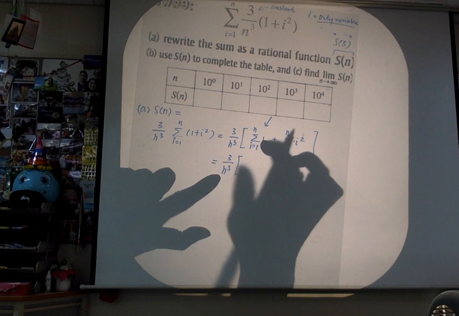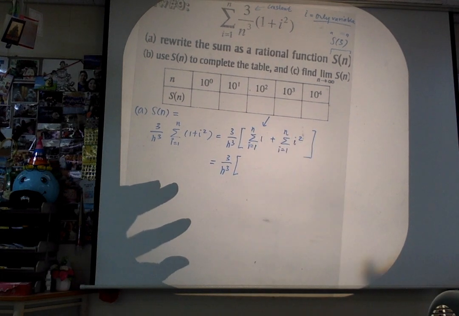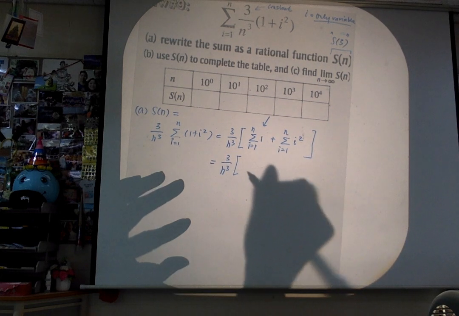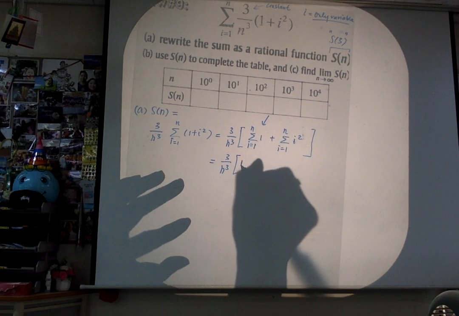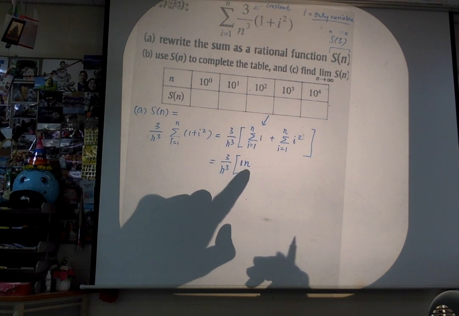1 plus 1 plus 1 plus 1 plus 1. How many times? n times. We don't know how many times, but it's n times. So it's going to be n times 1, so it's 1 times n. Because remember, our general formula was a constant c times n. So in our case, it's 1 times n.